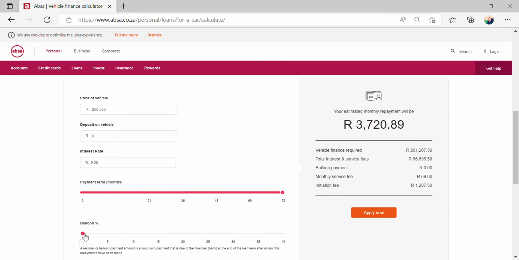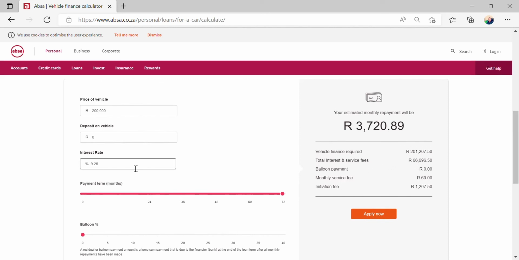Now, let's discuss how does the balloon payment affect your monthly installment. You see, if I drag my icon to 15% of the balloon payment, my monthly installment then reduced to 3,405 Rand and 75 cents. Then if I go back, it then goes back to 3,720 Rand and 89 cents. This is because your balloon payment, like I said in the beginning, it is excluded. It's a portion that is excluded from your finance. So obviously, naturally, because it's excluded, now it has to reduce what you have to pay towards your finance.